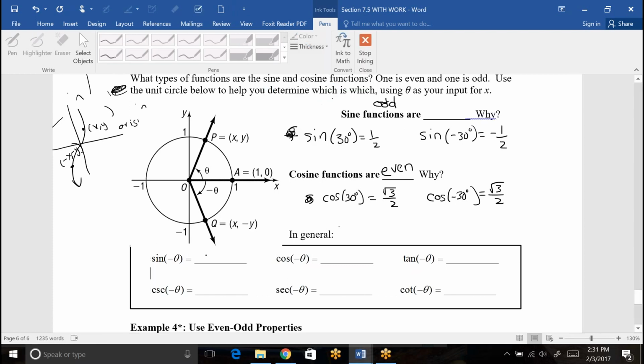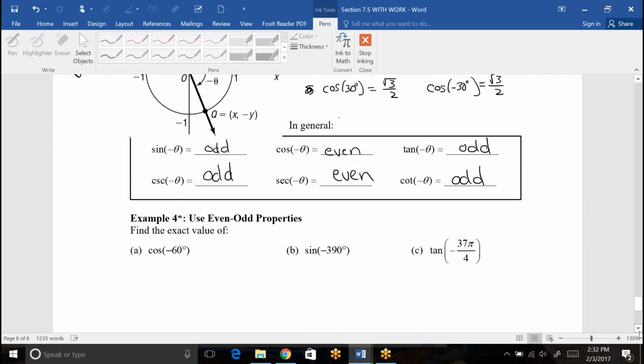The sine is, like we said, odd. Cosine is even. Tangent is also going to be odd, and that's because tangent is a ratio of y over x, so the y does affect it. And then the reciprocals are exactly the same as their original. So notice that sine, cosecant, tangent, and cotangent are all odd functions, and cosine and secant are even functions.